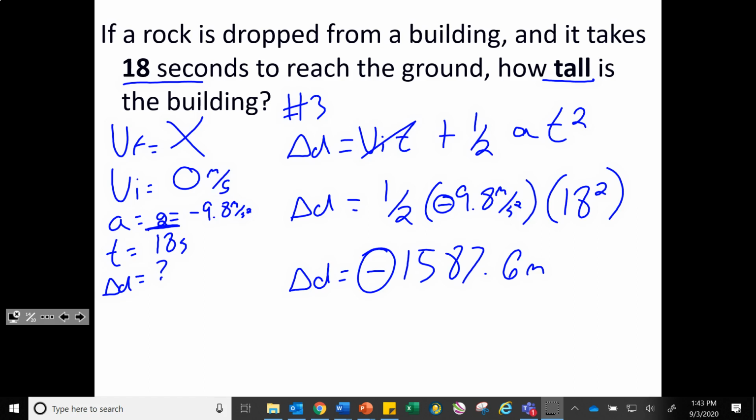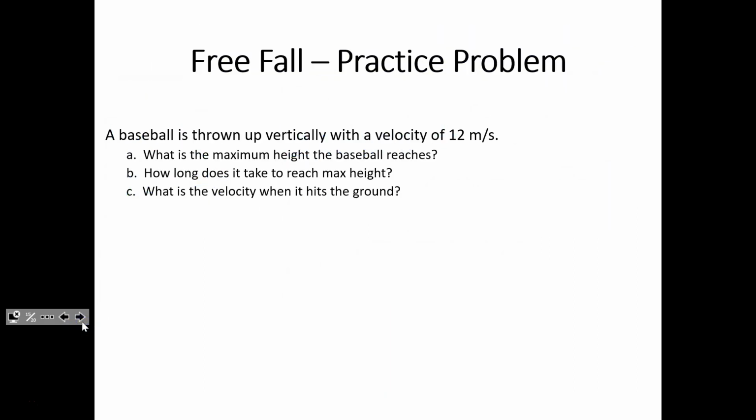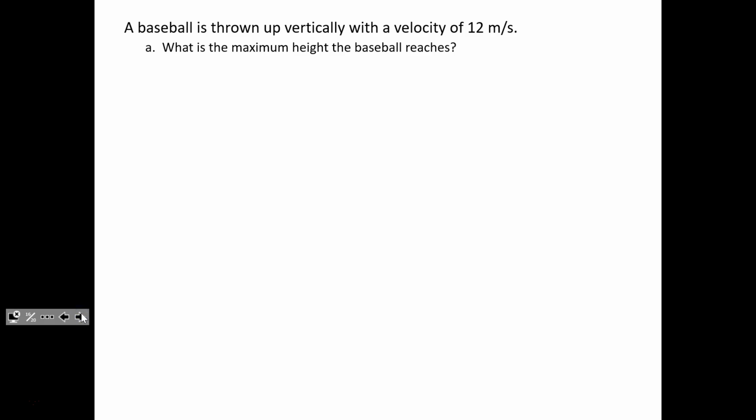From there, moving on to the next practice problem. For this problem, it says a baseball is thrown up vertically with a velocity of 12 meters per second. It has 3 things it wants you to solve for. Do them in order. The first one says, what is the maximum height of the baseball? First thing I'm going to do: VF, VI, acceleration, time, and delta D.